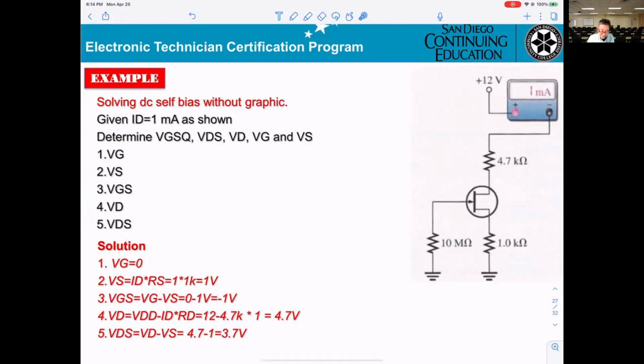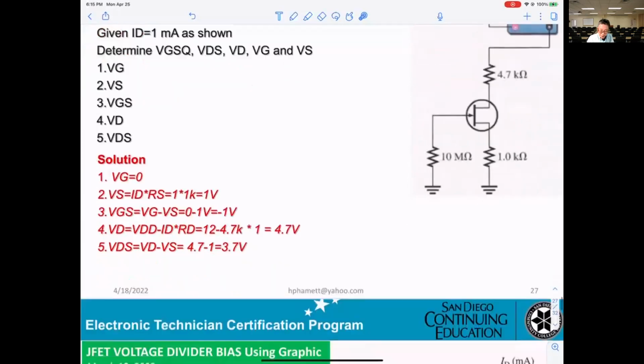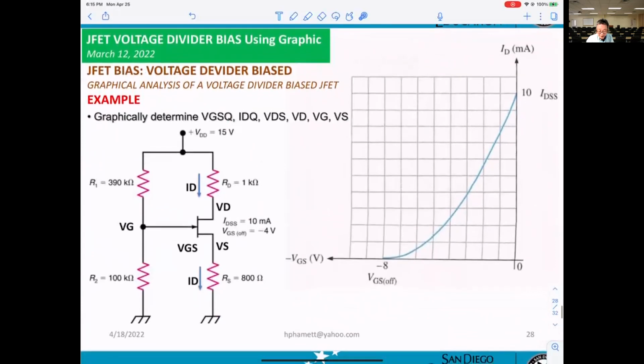And I already gave it to you. The solution here, make sure you try it, okay? And hopefully you can understand that normally they don't want to use the graphic, okay? So if it's not using the graphic, they must give you something. If you understand, then you can do the calculation, okay?